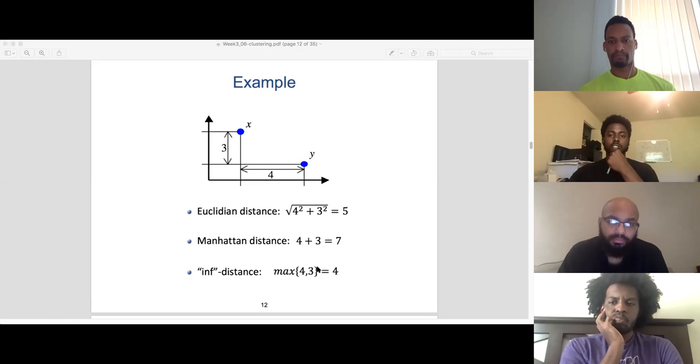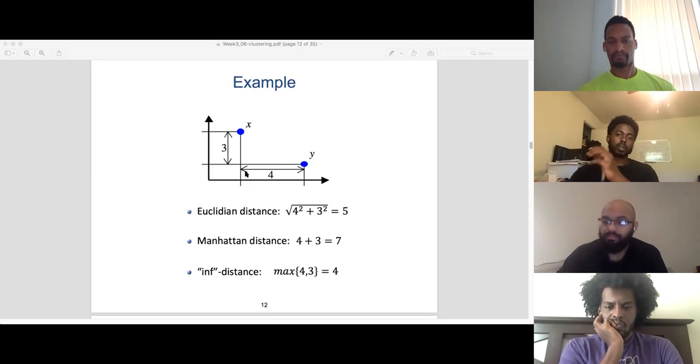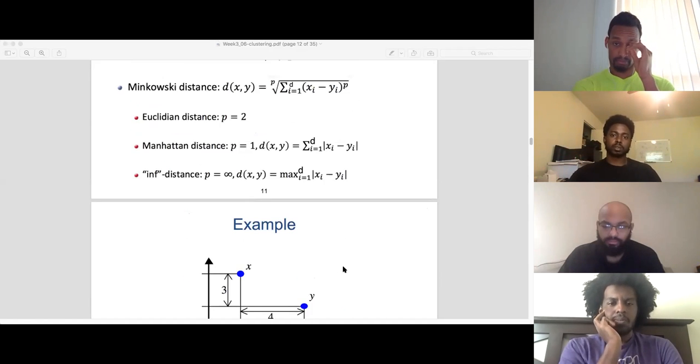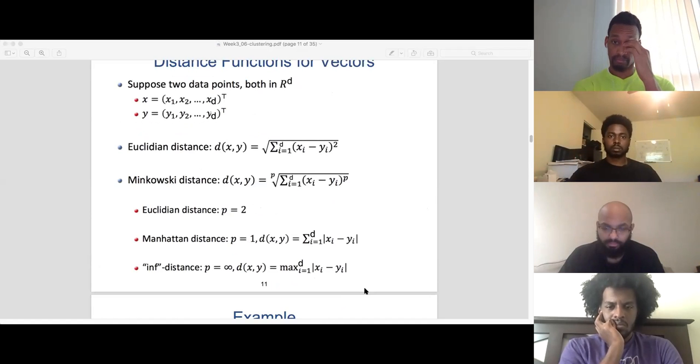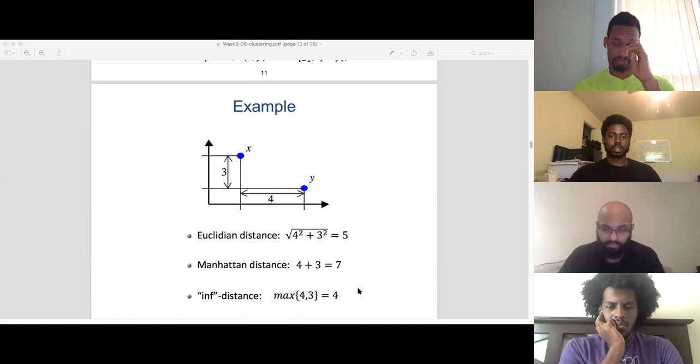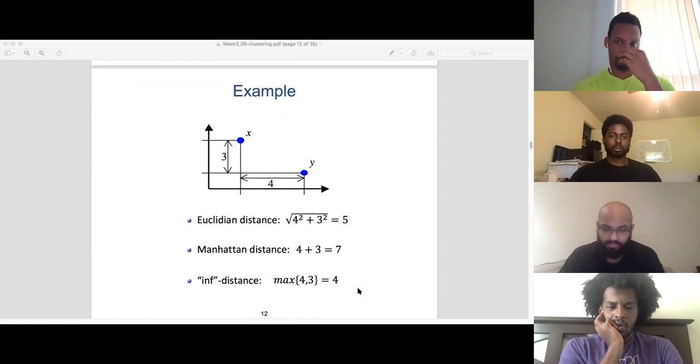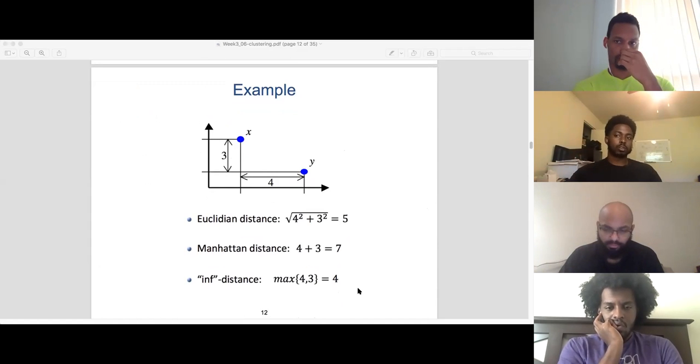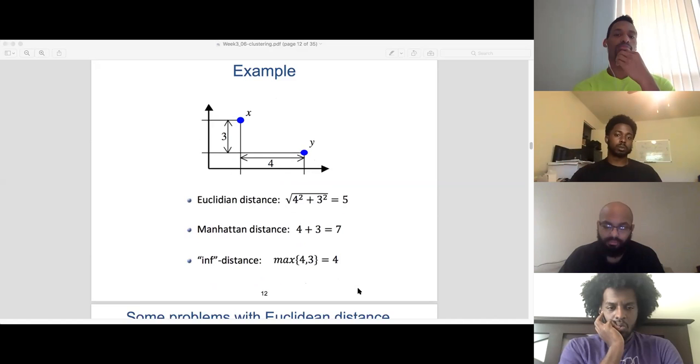And then inf is just taking the max value of all these different distances between x and y. So because this is 2D, we only have 2 points, 3 and 4. 4 is the biggest, therefore we go with 4, right? That maps onto this pretty well. Okay, that's just an example of using 3 different distance functions. And again, the context is we're looking at ways of evaluating dissimilarity between data points.